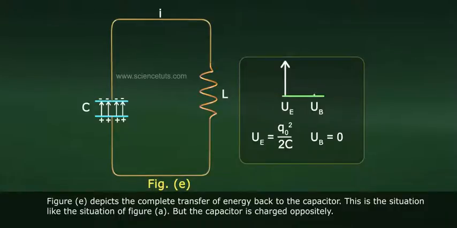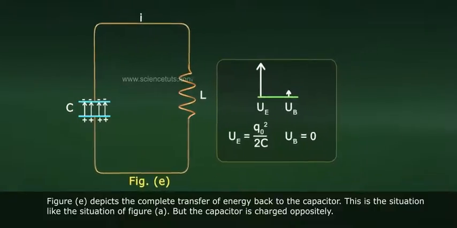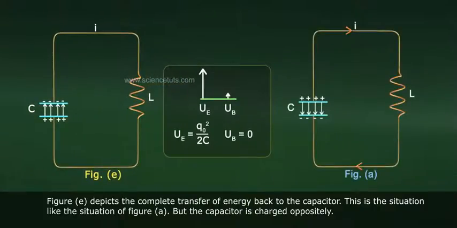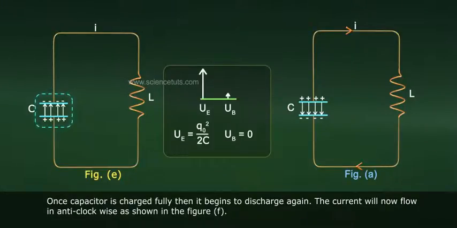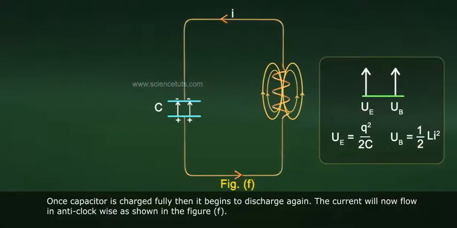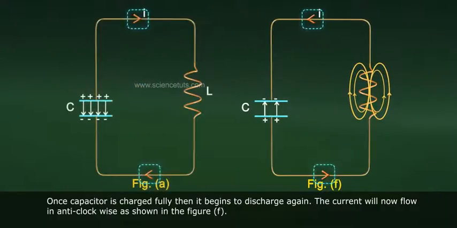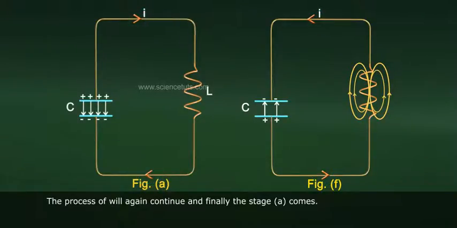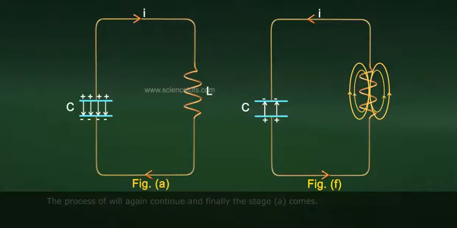Figure E depicts the complete transfer of energy back to the capacitor. This is a situation like the situation of figure A, but the capacitor is charged oppositely. Once the capacitor is charged fully, it begins to discharge again. The current will now flow anticlockwise, as shown in figure F. The process will again continue and finally stage A comes.